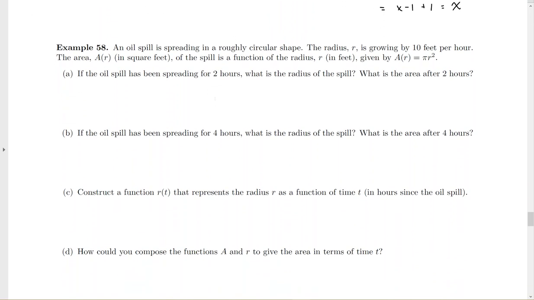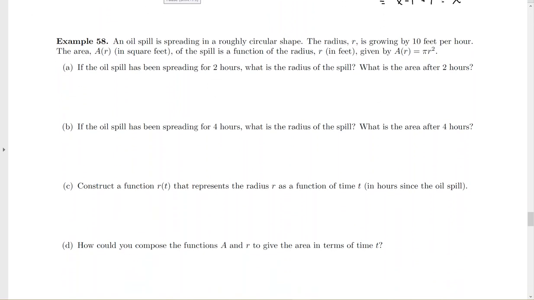For the word problem, we're going to see how composite functions apply to word problems. So for this one, there's an oil spill spreading in a circular shape. The radius is growing by 10 feet per hour. So in 1 hour, it's at 10 feet, 2 hours, 20 feet, 3 hours, 30 feet, for example. The area of the spill is a function of the radius, and our area formula is pi r squared.